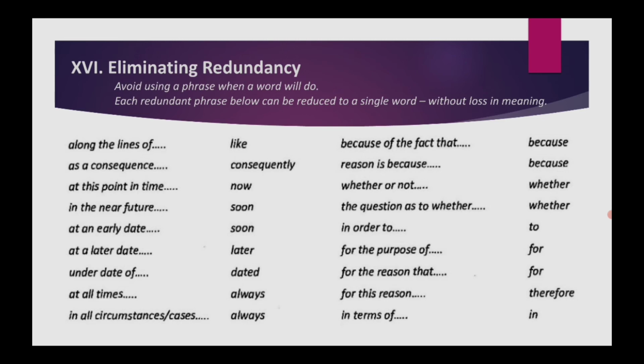Instead of saying "along the lines of," just say "like." As a consequence, just say "consequently." At this point in time, just say "now." In the near future, just use "soon." At an early date, just say "soon." At a later date, just say "later." Under date of, just use "dated." At all times, just use "always." In all cases, just use "always."